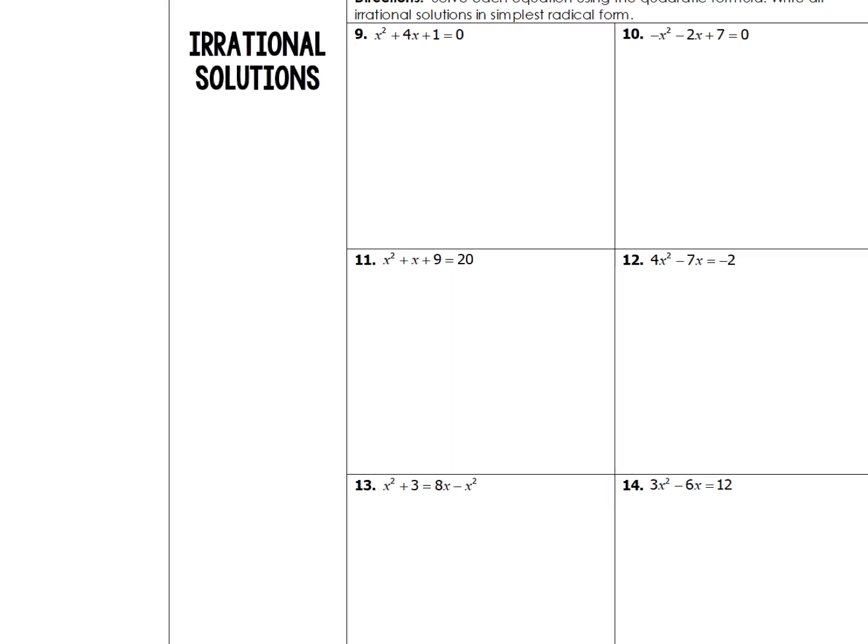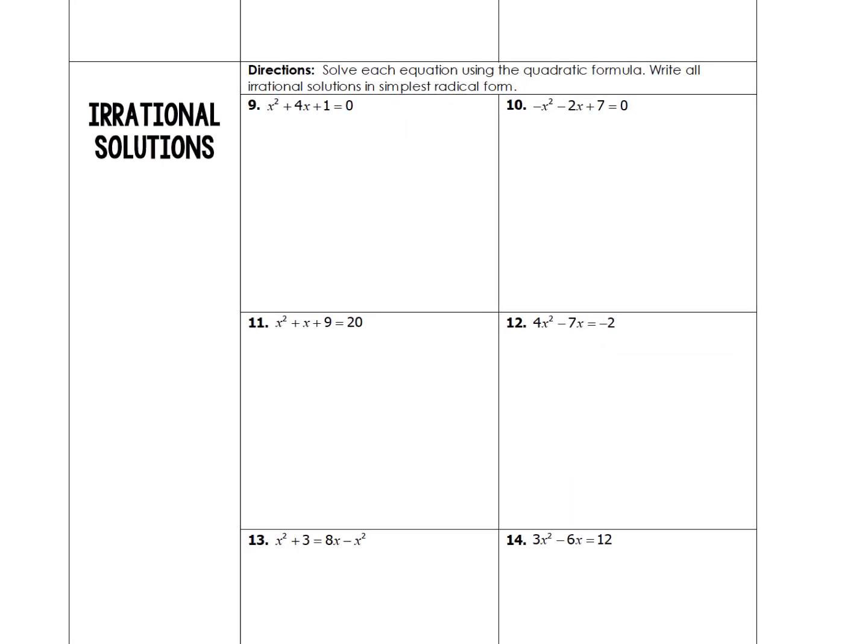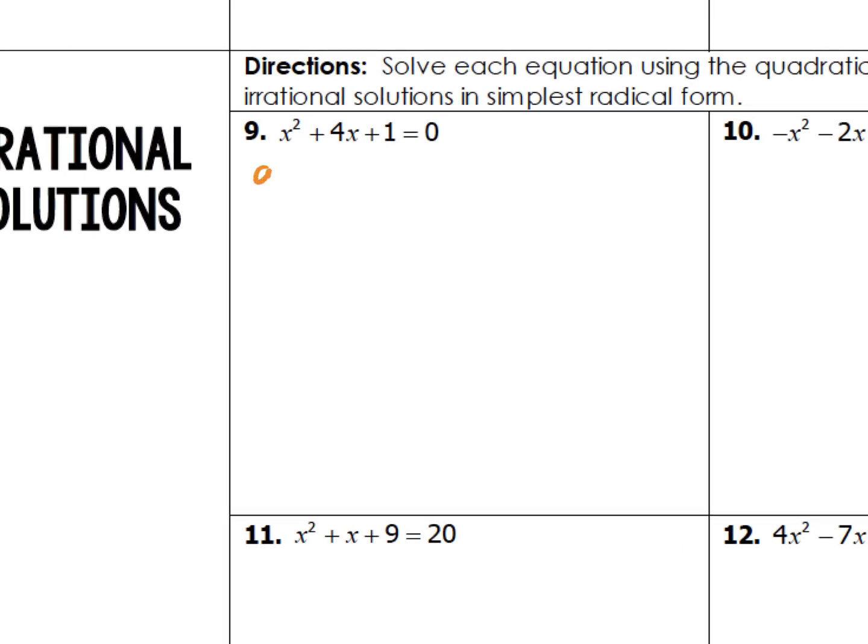Last thing is this whole irrational solutions type of problem. Sometimes they don't work out as beautifully as they've been working out. I'm going to show you one of these. We don't do a ton of these, but I want you to know how to do them. So look at number 9. What's your A value? 1. What's your B value? 4. And your C value is 1.